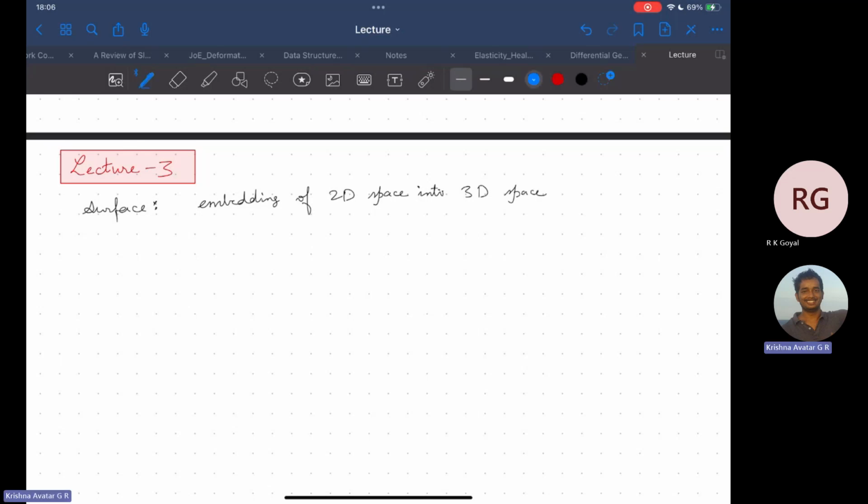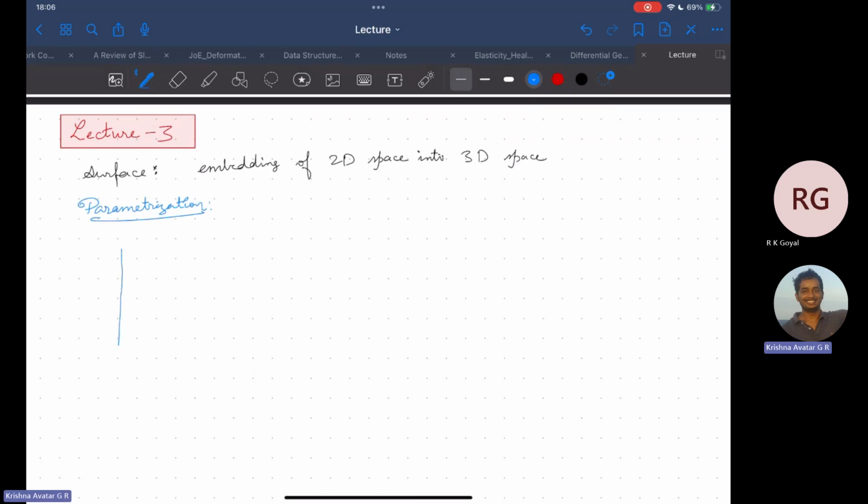And then the parametrization: how do we define this parametrization of a surface? Since it's 2D space, we can parameterize it in terms of some sort of rectangular region U and V. This forms some subset U, all these regions in this region, which is mapped to some general surface.